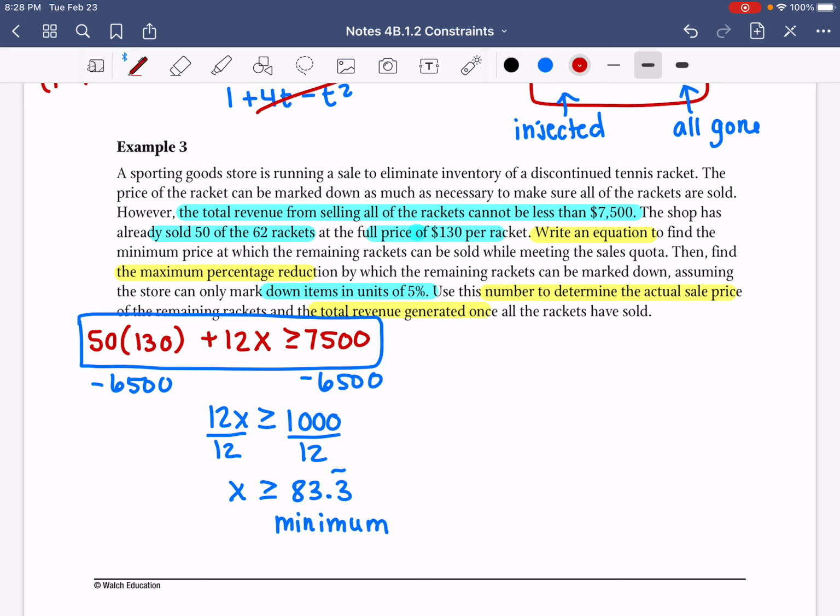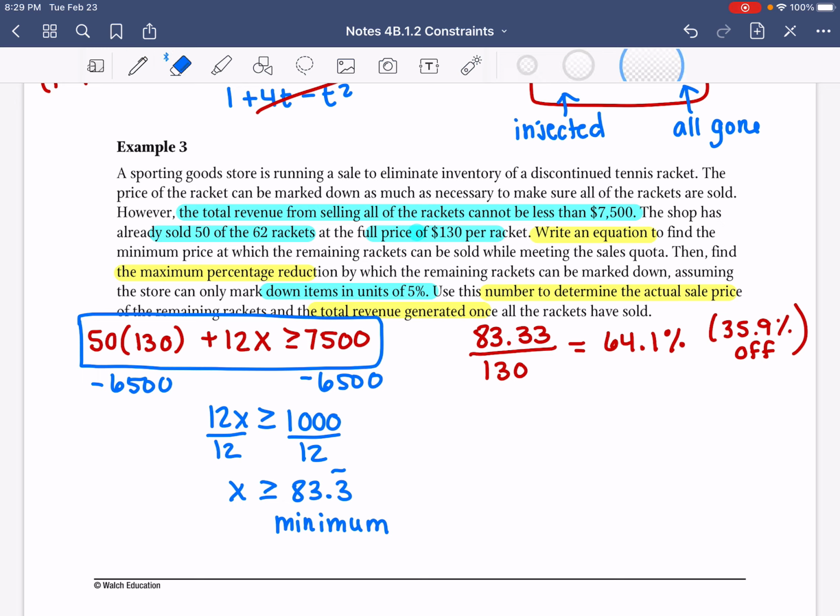But we can only mark things down in increments of 5%. So let's figure out what percentage we can mark it down. We're going to use 83.33 because we're talking about dollars and cents, and divide that by the original cost of 130. That means this price is 64.1%, which means it's 35.9% off, because 64.1 plus 35.9 equals 100%.